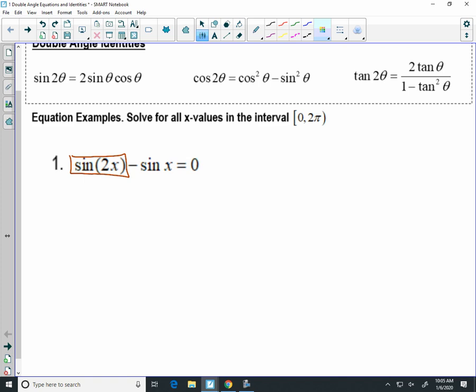Sine of 2x is the same as 2 times sine times cosine. That's an identity that works for everything. So anywhere we see sine of 2x, we can drop in 2 times sine times cosine. And then we're going to solve the equation from there.